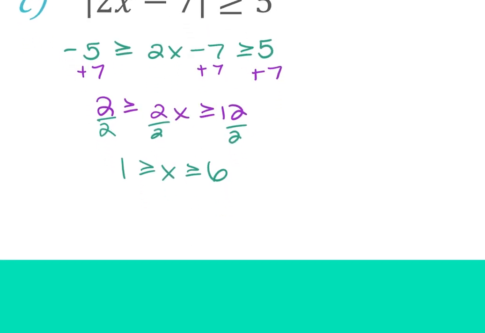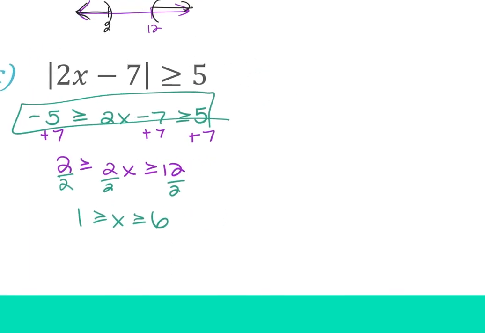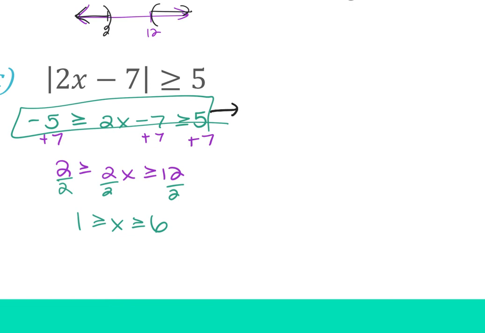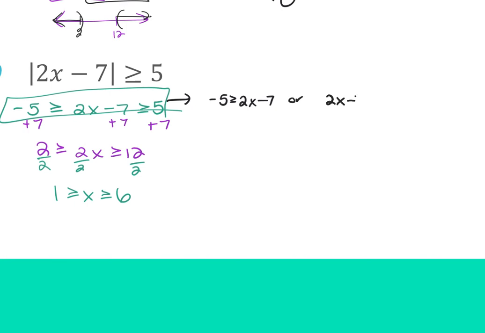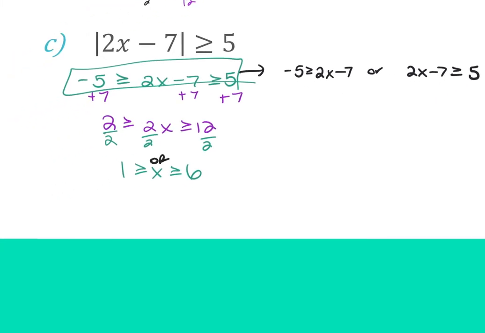But this is an or statement. So you could have split it here. There's two ways to do it. I could have split it here, and I would only recommend that if you know you're going to forget. Split it. So -5 is greater than or equal to 2x minus 7, or 2x minus 7 is greater than or equal to 5. You could split it there, or wait till you get to the bottom. Just don't forget, this is actually an or statement.